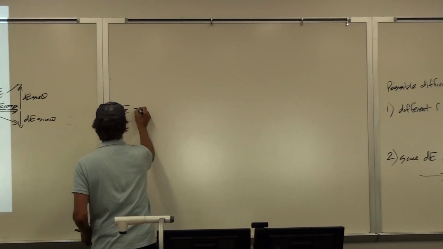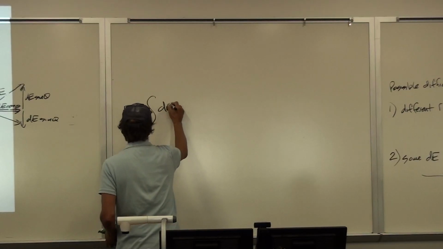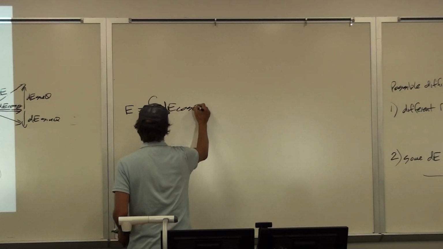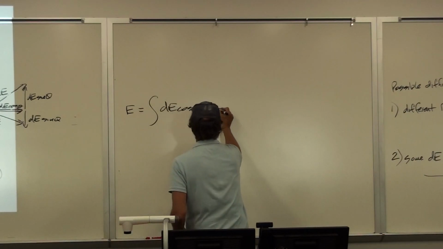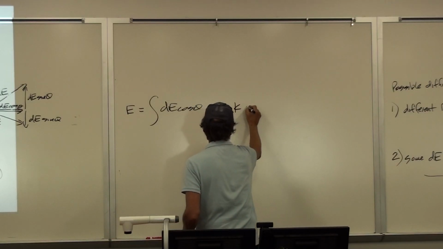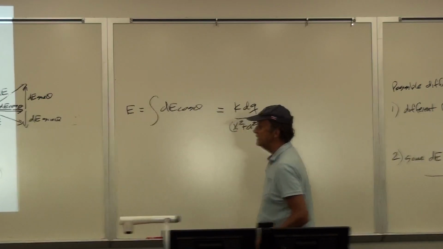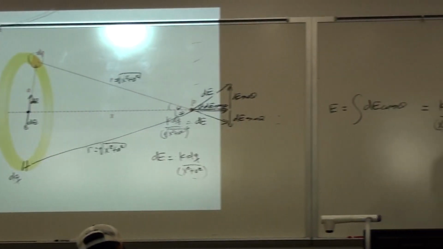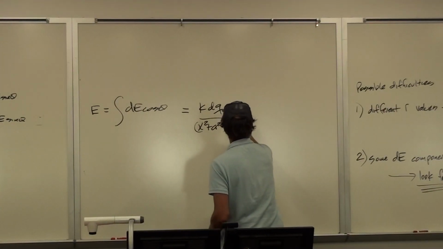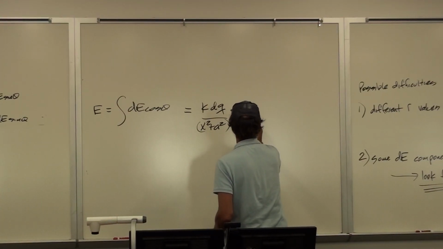E then will be the integral of dE cosine theta. Okay, and so that'll be k dq divided by x squared plus a squared. That was my dE I got over there, times the cosine of theta. That's x over the square root of x squared plus a squared.